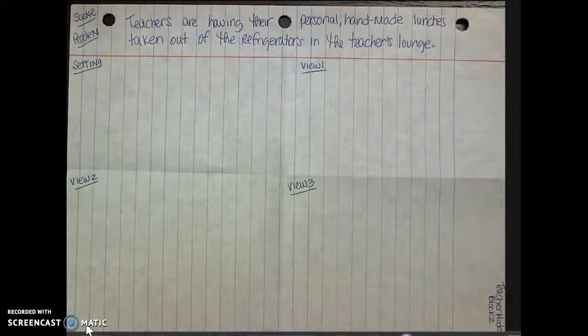So, in my scene, in my setting, I not only want to tell about the time and place, but I really want to activate the 5 senses. So, what do I see? What do I smell? What can I touch? What can I hear? What can I taste in these spots too?